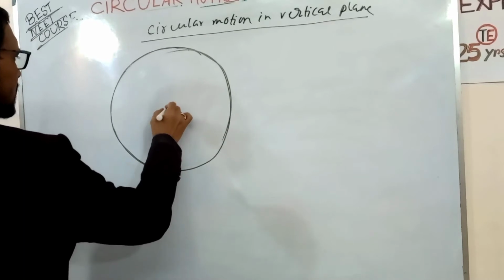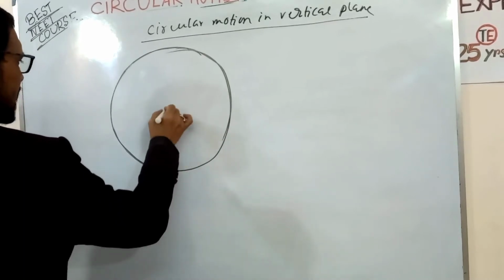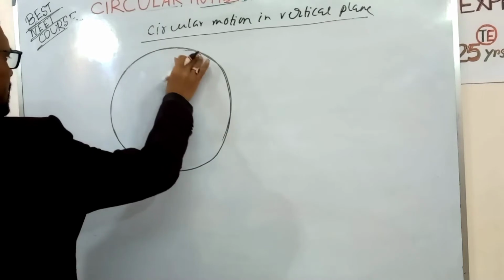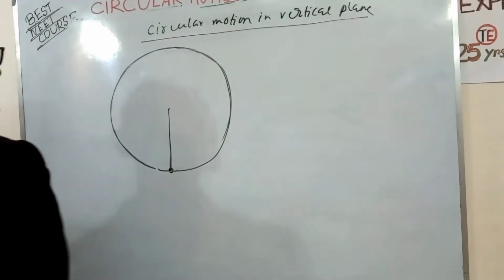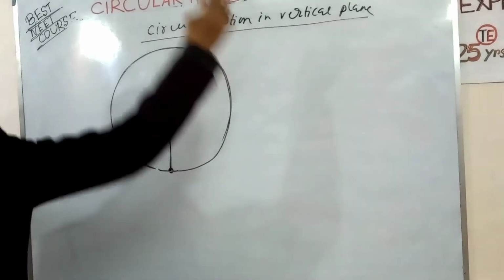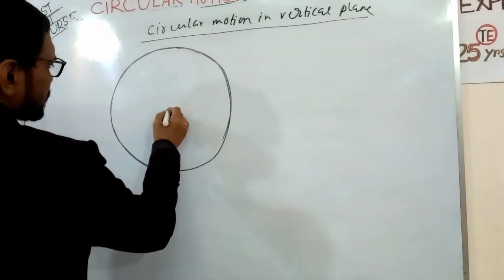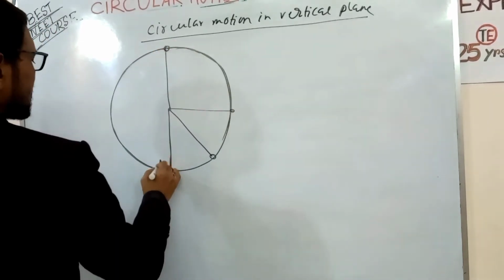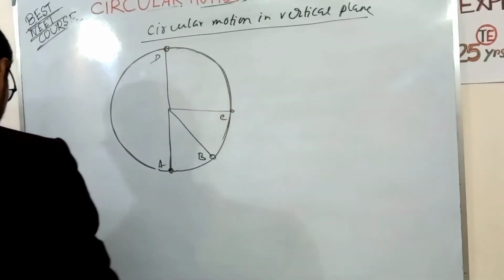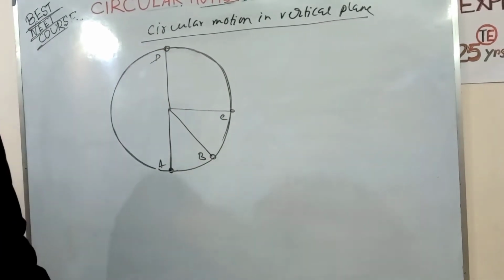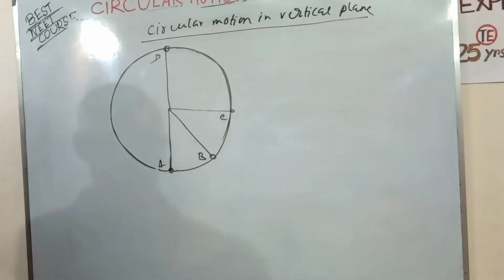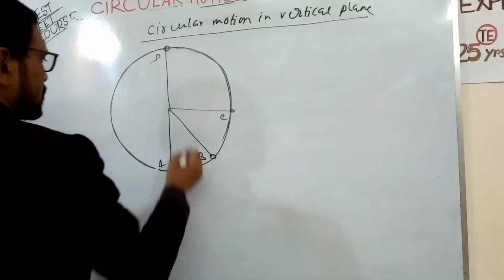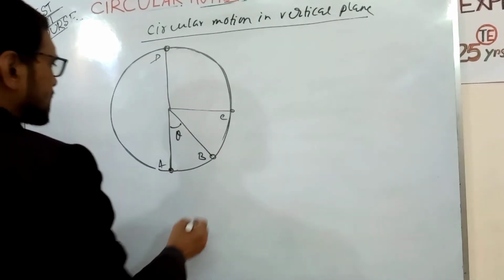Suppose here a stone is tied by string, and it rotates in a circular path in vertical plane. That vertical plane is up and down. So what is the tension at different positions A, B, C, D? Now if this angle is theta, what is the tension?